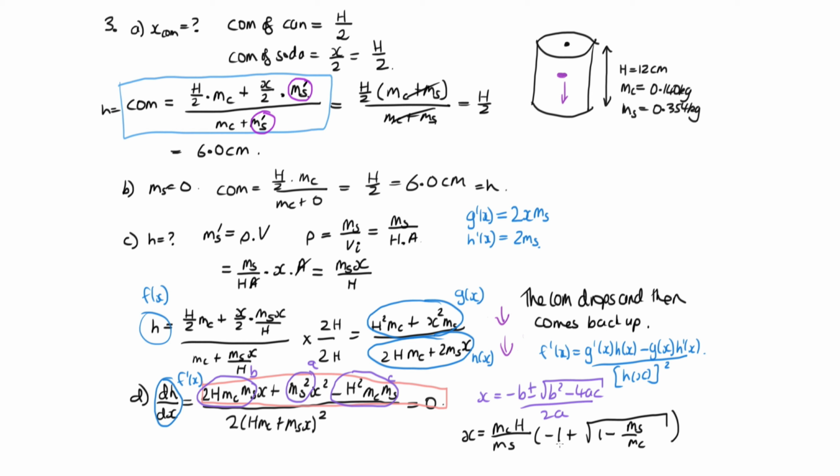And we can take the positive square root, as x is the height of the soda above the bottom of the can, and that can't be below the bottom of the can, so it must be a positive number. So take the positive square root.